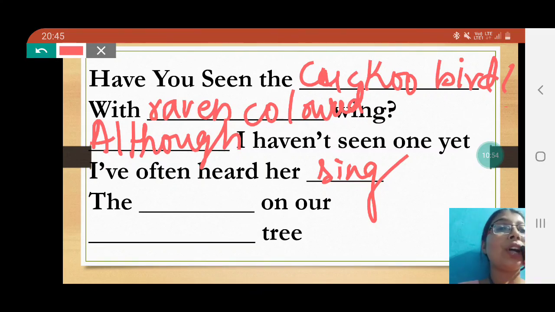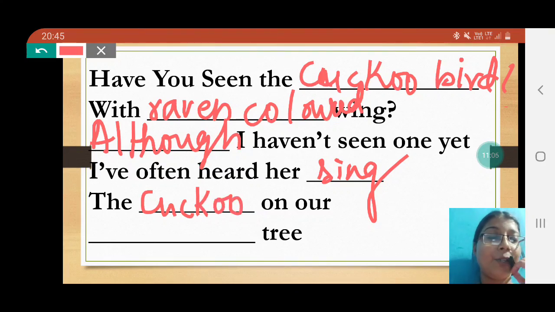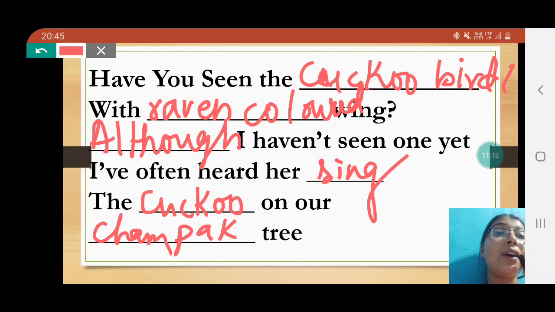The dash on a dash tree. The cuckoo. So here you will write cuckoo, C-U-C-K-O-O. The cuckoo on a champak tree. What you will write? Champak tree. C-H-A-M-P-A-K. Champak tree. Okay. Now again I will read out the full paragraph for you all. Have you seen the cuckoo bird with raven colored wing? Although I haven't seen one yet, I've often heard her sing. The cuckoo on a champak tree.